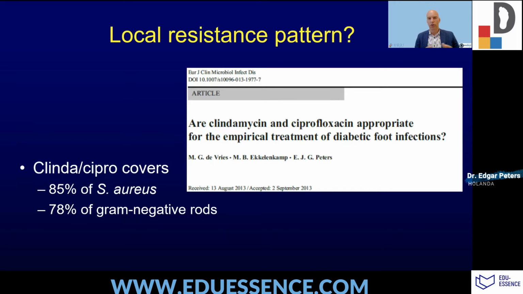And also, you have to look at your local resistance profile. This is an example of a study that we've done in the Netherlands, where we looked at the coverage of the pathogens for the clindamycin and ciprofloxacin combination. That used to be common about 10 years ago in the whole of the Netherlands. We found that in several hospitals, that combination only covered 85% of the Staph aureus and 78% of gram-negative rods. It means that in 50% of the cases, we missed the most important pathogens with our antibiotics.